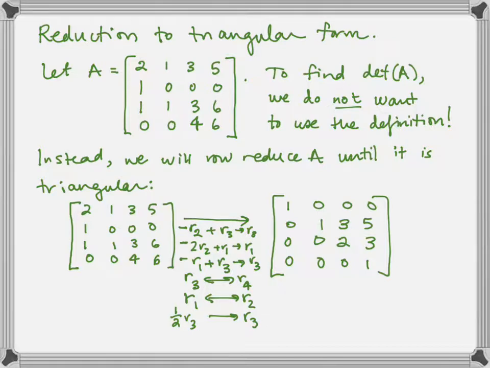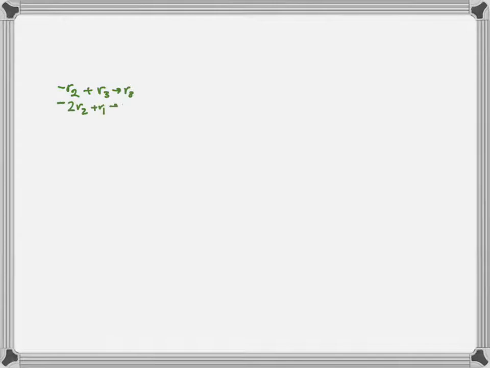Alright, 1/2 row 3 to row 3. Here we have a new matrix. I'm going to call it B, and the determinant of B is the product of the diagonal, because it's triangular, which is 2. Alright, I'm going to recap the row operations that we've done here. So these were all the row operations that we did to A to get B.